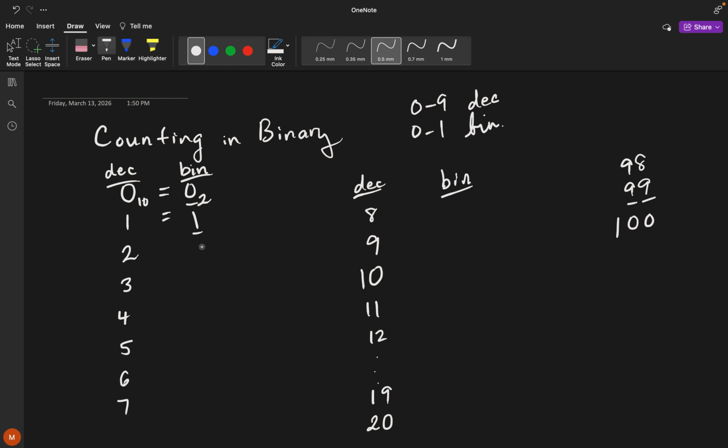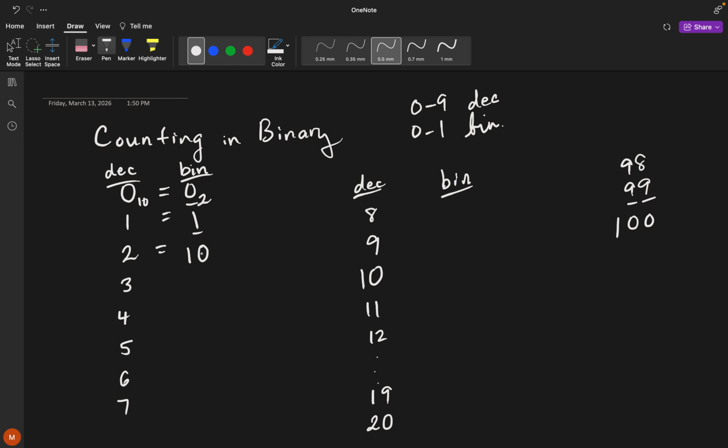So I'm going to start it back over at 0 and add a 1 to the next column, just like we did over here. So 2 in decimal is equal to, not 10, we don't say 10, but 1, 0 in binary. And thinking back to your place values, you should be able to confirm that, because this is the ones place and the twos place.